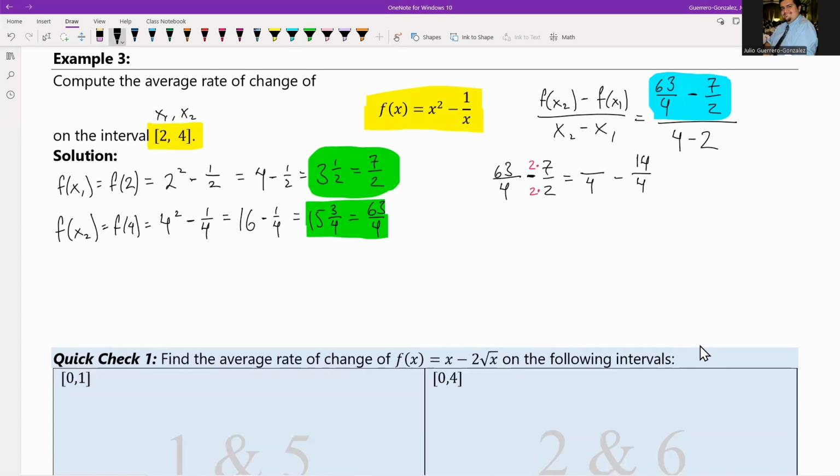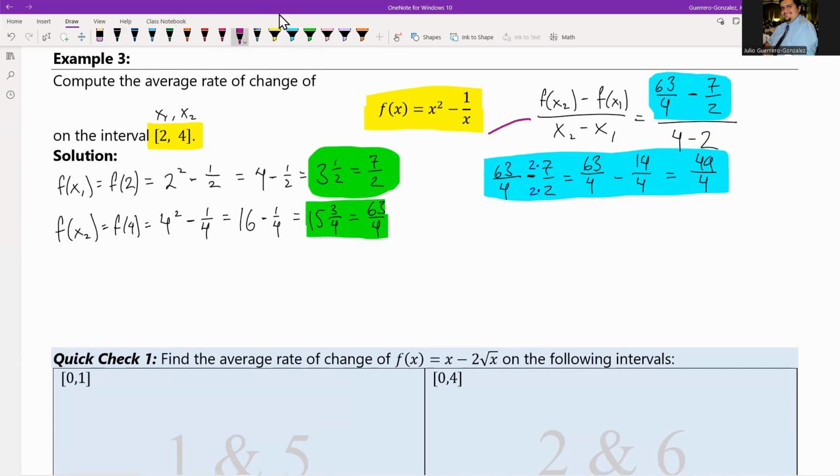63, since we didn't mess with it, we're going to leave it alone. So now I get to do this. My answer is going to be over 4. 63 minus 14, that is 49 over 4. All of that was that blue that I figured out.